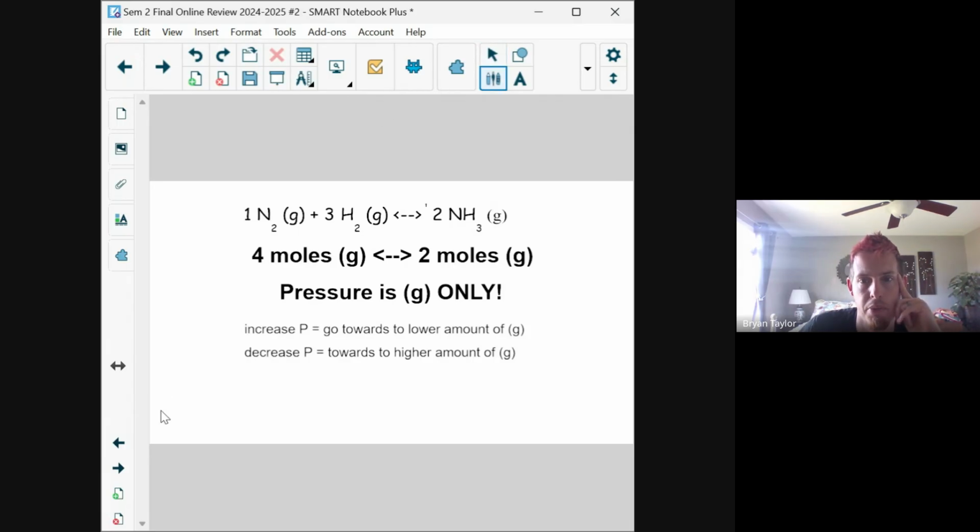So in this problem, if you increase the pressure, you're going to go towards the lower amount to make it better, which is this way. 2 is less than 4. And if you're decreasing the pressure, that means you need more. So you need to go to the higher amount to get more, which is that way.